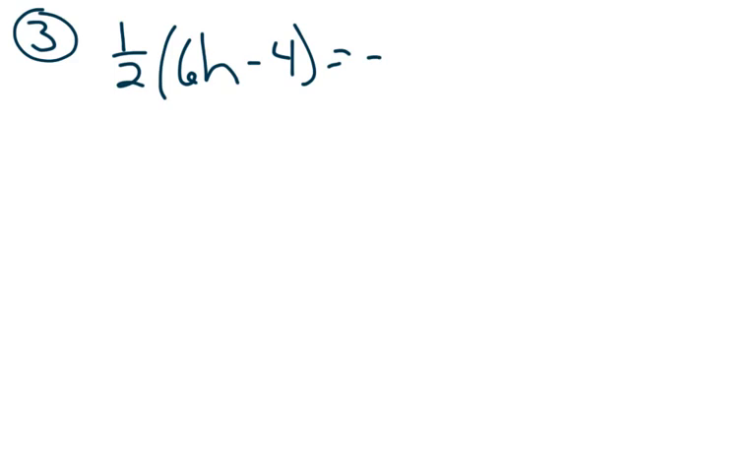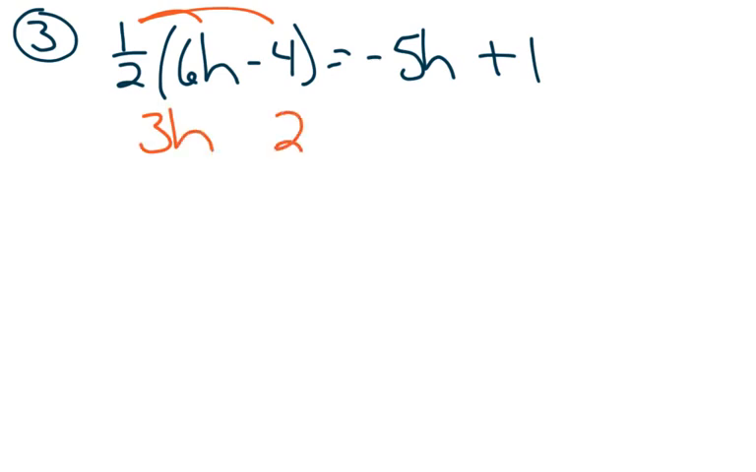This is number 3. How about 1/2 times 6h minus 4 is equal to -5h plus 1. Let's try that again. Do we have 2 sets of distributing to do? No, but we still have some distributing. Half times 6h, half times -4. Half of 6 is 3h. Half of 4 is 2. Sign is still negative, is equal to -5h plus 1.